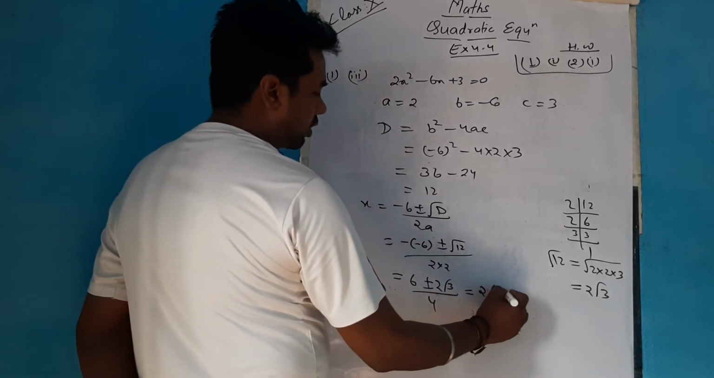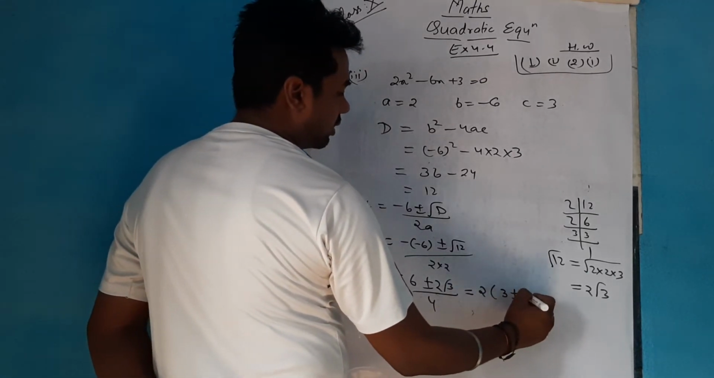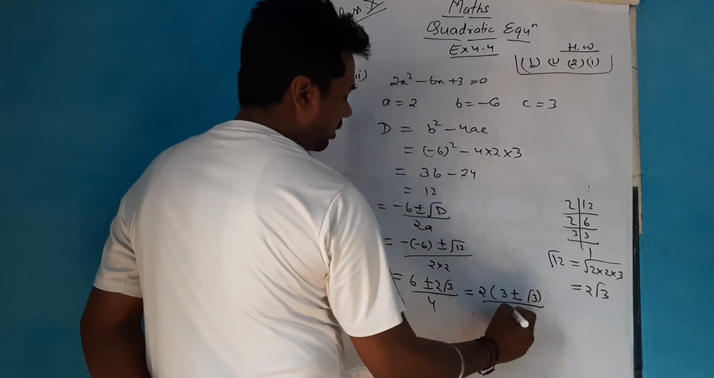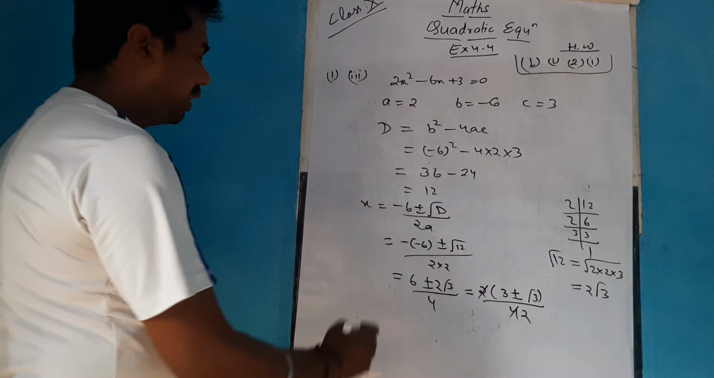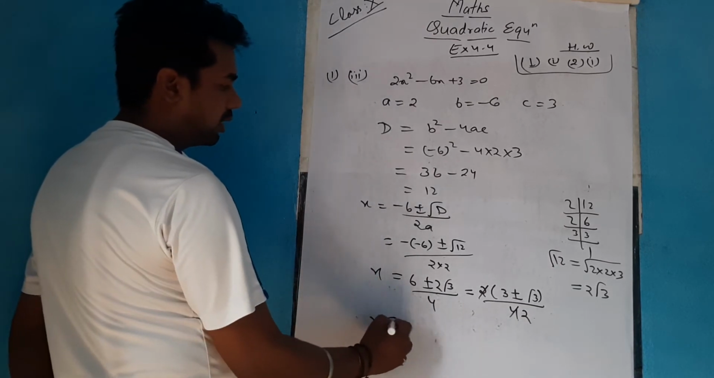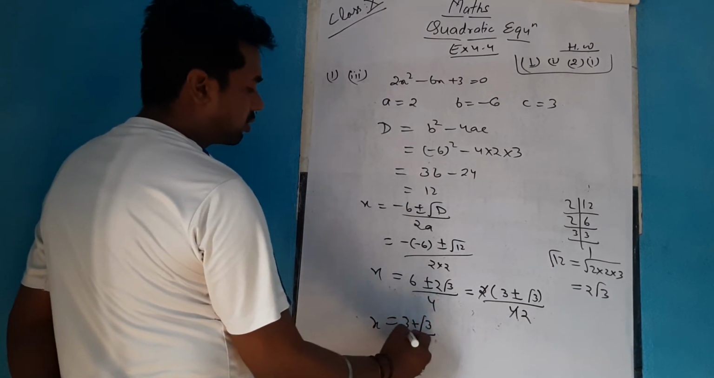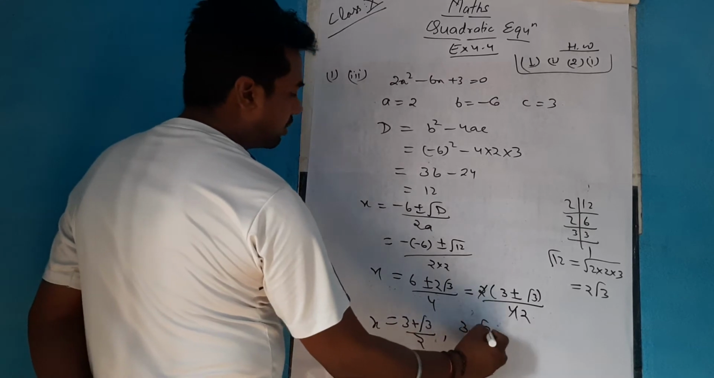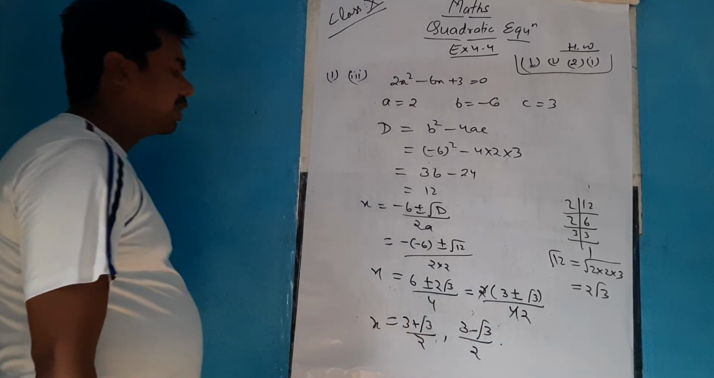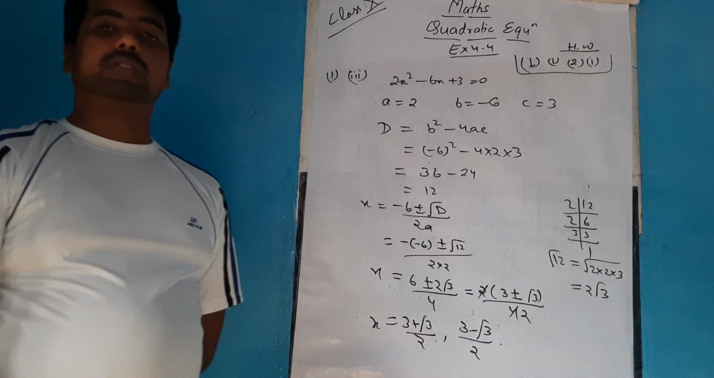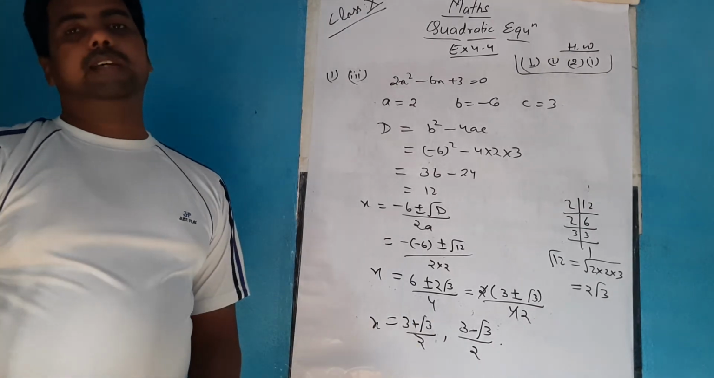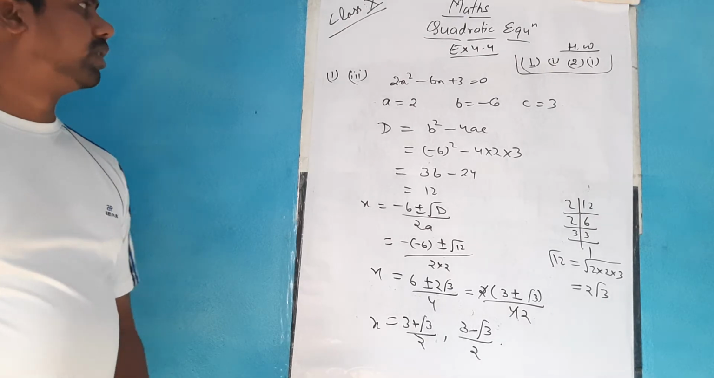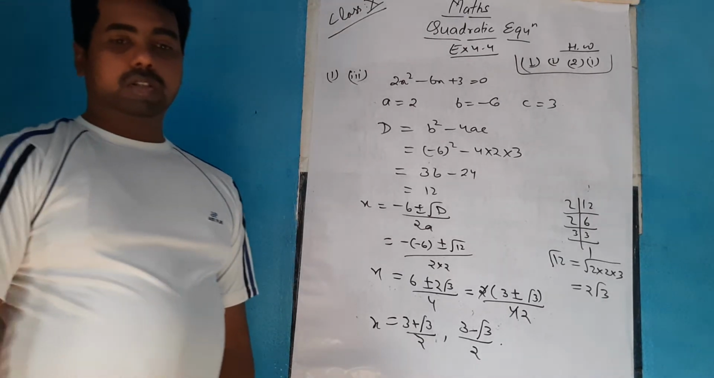We'll take 2 as common. So 3 plus minus root 3 by 4. We cancel it by 2 times. So the value of x will be 3 plus root 3 by 2 and 3 minus root 3 by 2. So this will be your answer: two distinct roots. One is 3 plus root 3 by 2 and the other is 3 minus root 3 by 2.